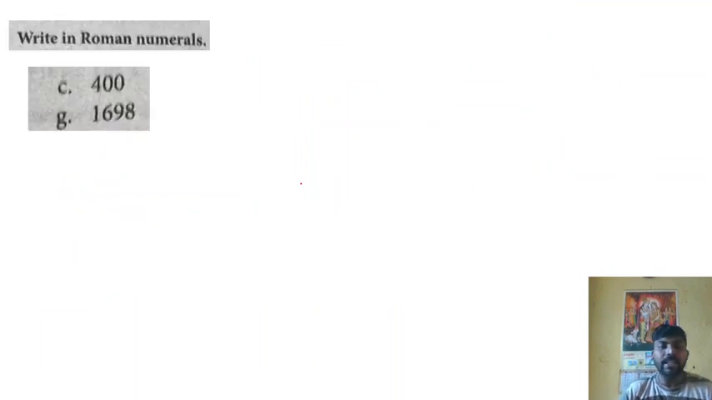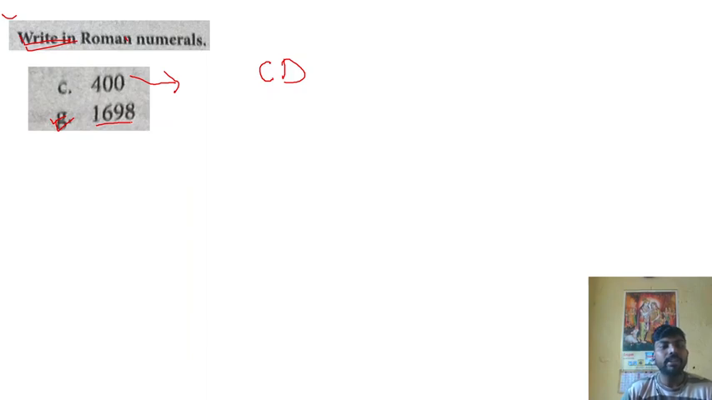Now coming to the next question, how to write Roman numerals. There are two parts: 400 and 1698. If I talk about 400, at first I will write 500. 500 means D, and I am subtracting from D the 100, so I will get CD. CD represents 400.